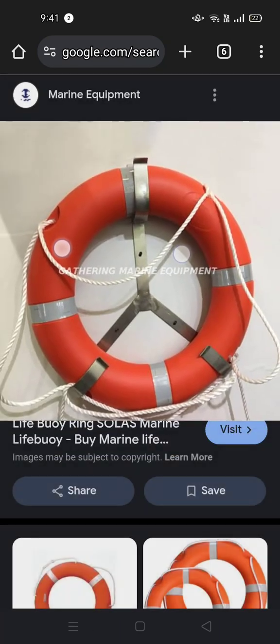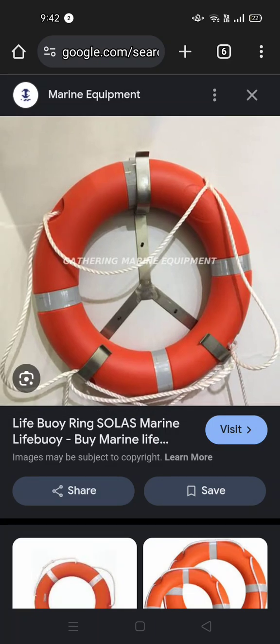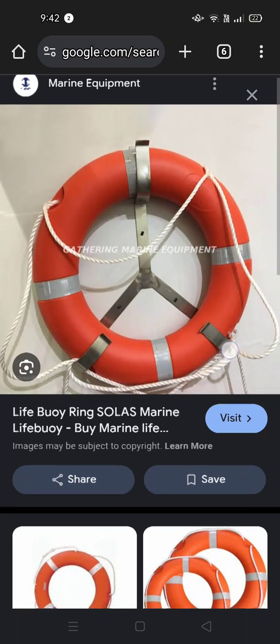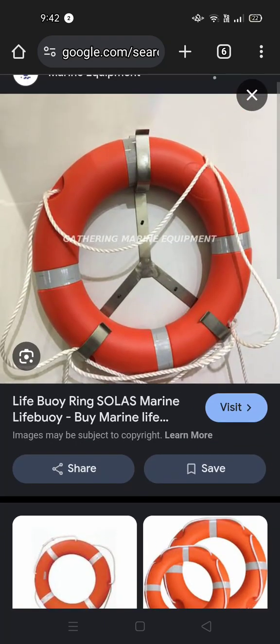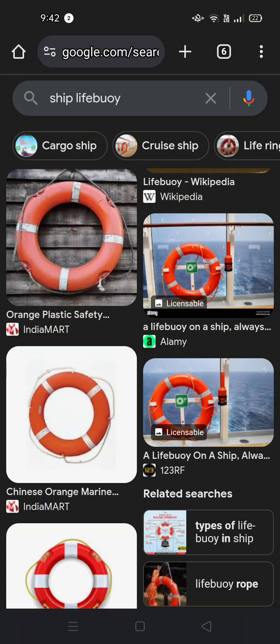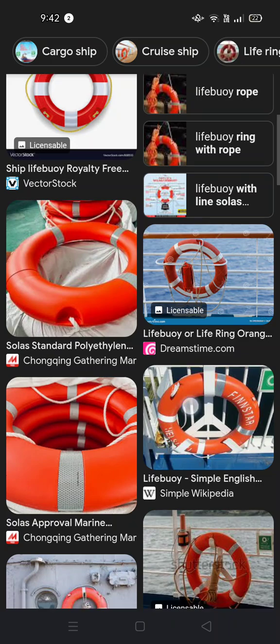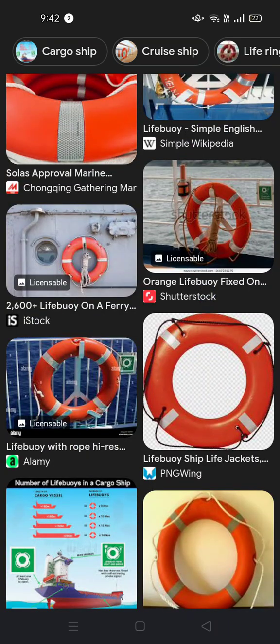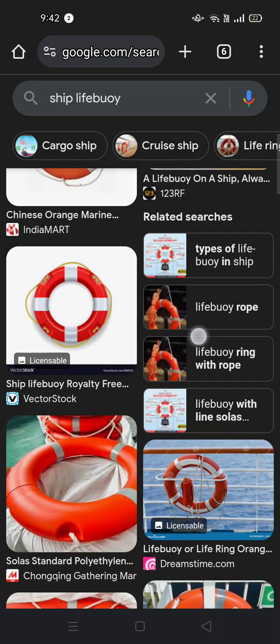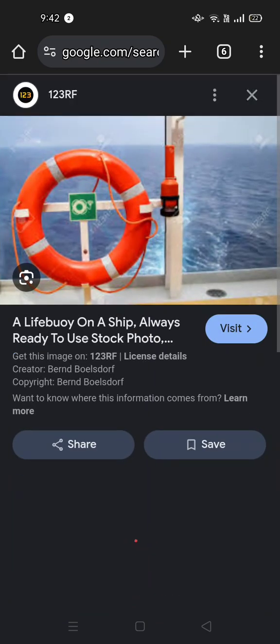This is a grab line, and the total length of this white rope should not be more than 4 times the dia of this lifebuoy. If we measure the length, let's say from here across the dia, the length of this grab line should not be more than 4 times the dia of this lifebuoy. Apart from that, this grab line has something called a buoyant lifeline as well. It is not mandatory that all lifebuoys will have it, but some will. I'll show you. So here it's not there.